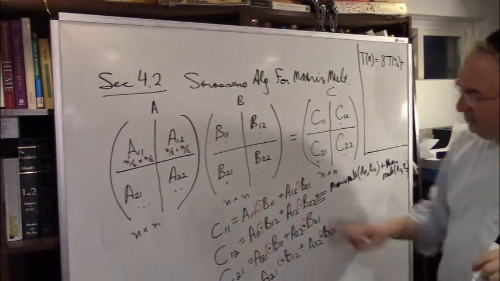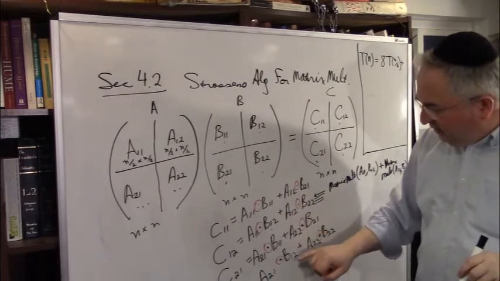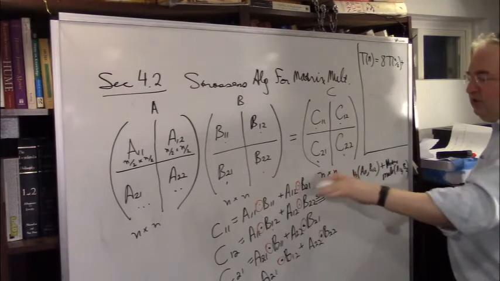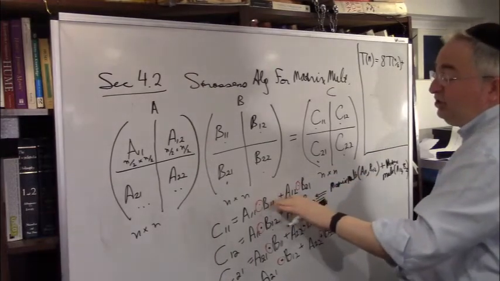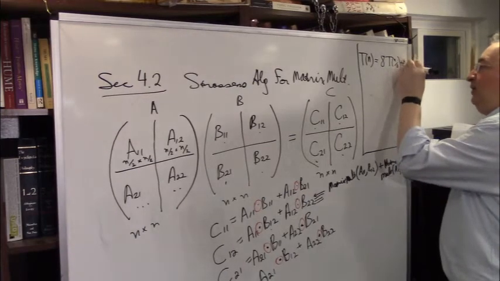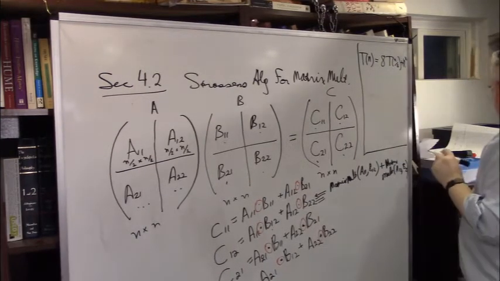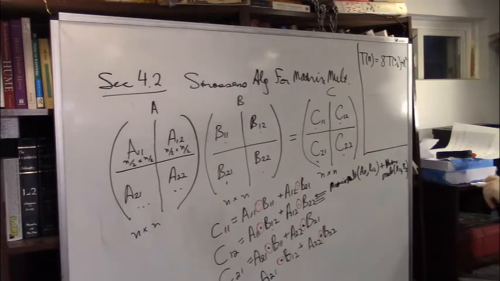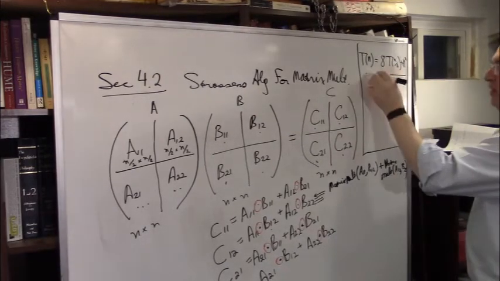I do a lot of additions here. 1, 2, 3, 4. It turns out these additions are additions of matrices, and so it comes out to Theta of n squared. Great. That's very nice.